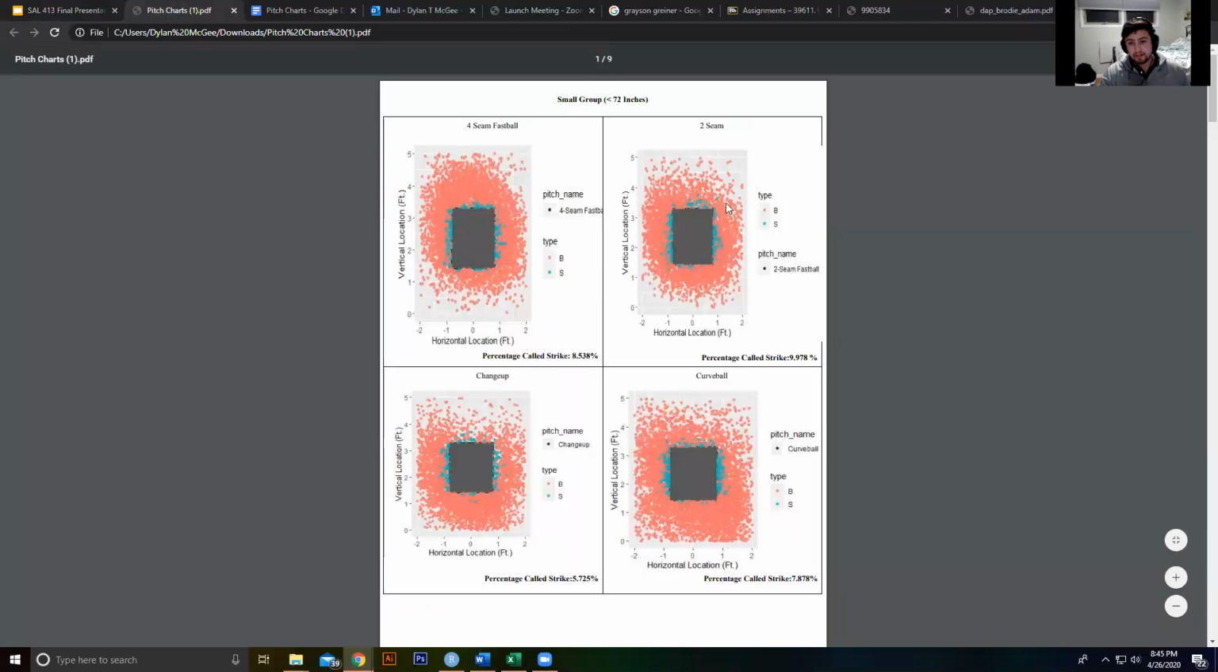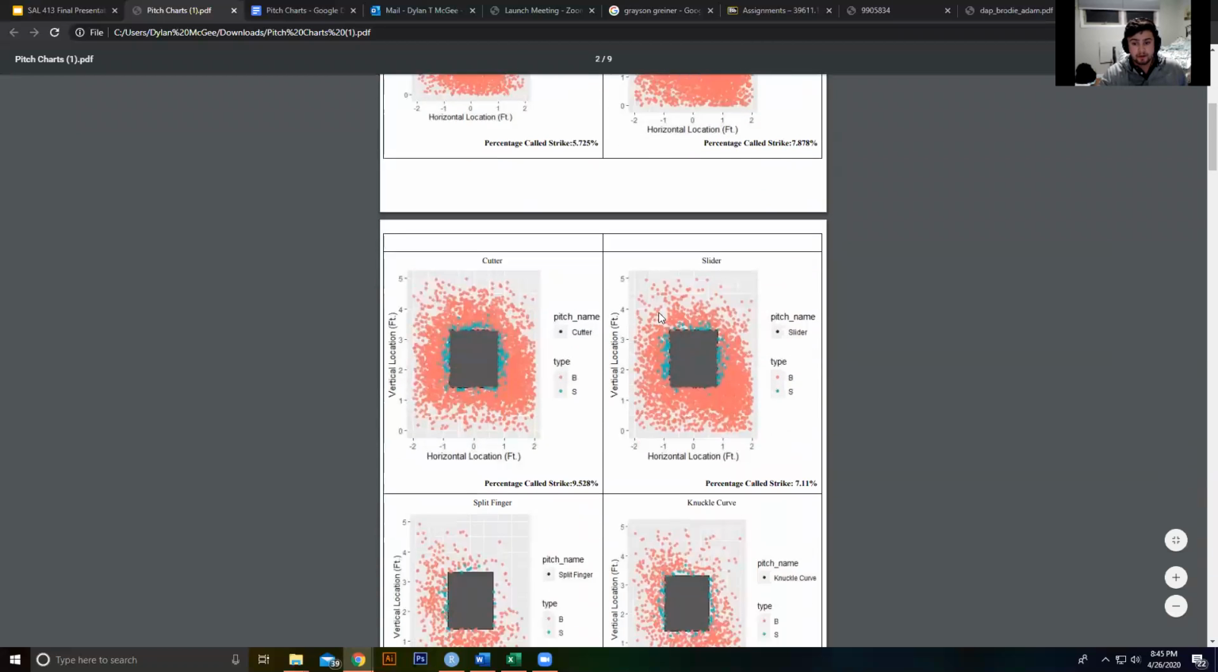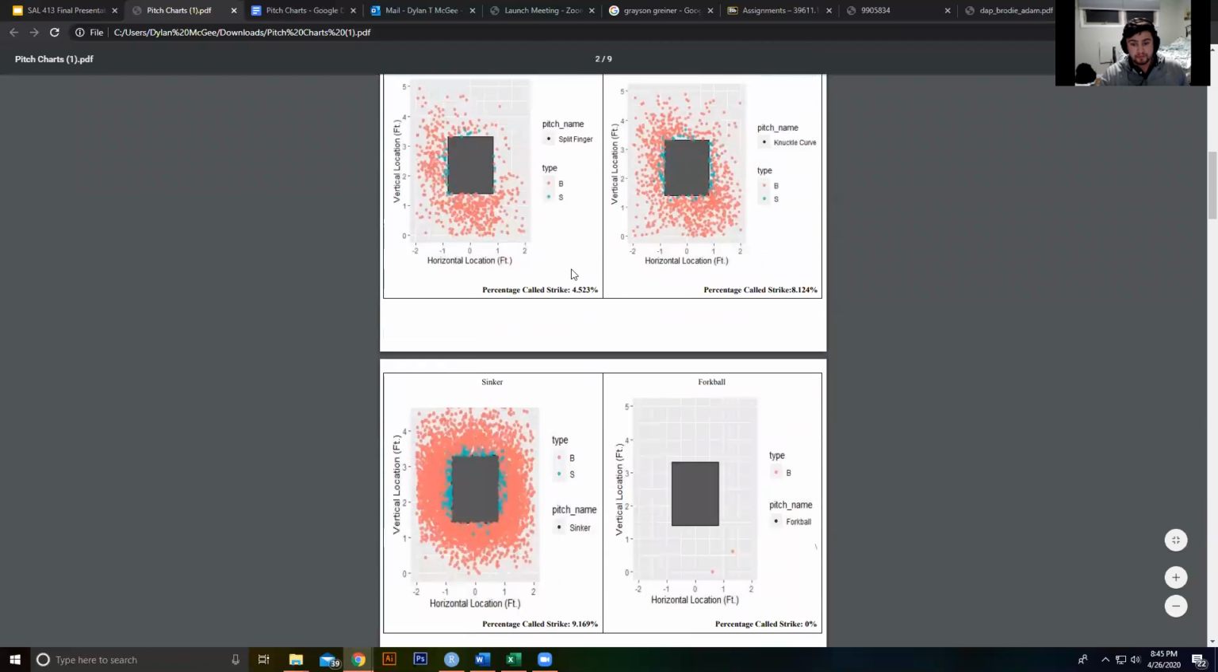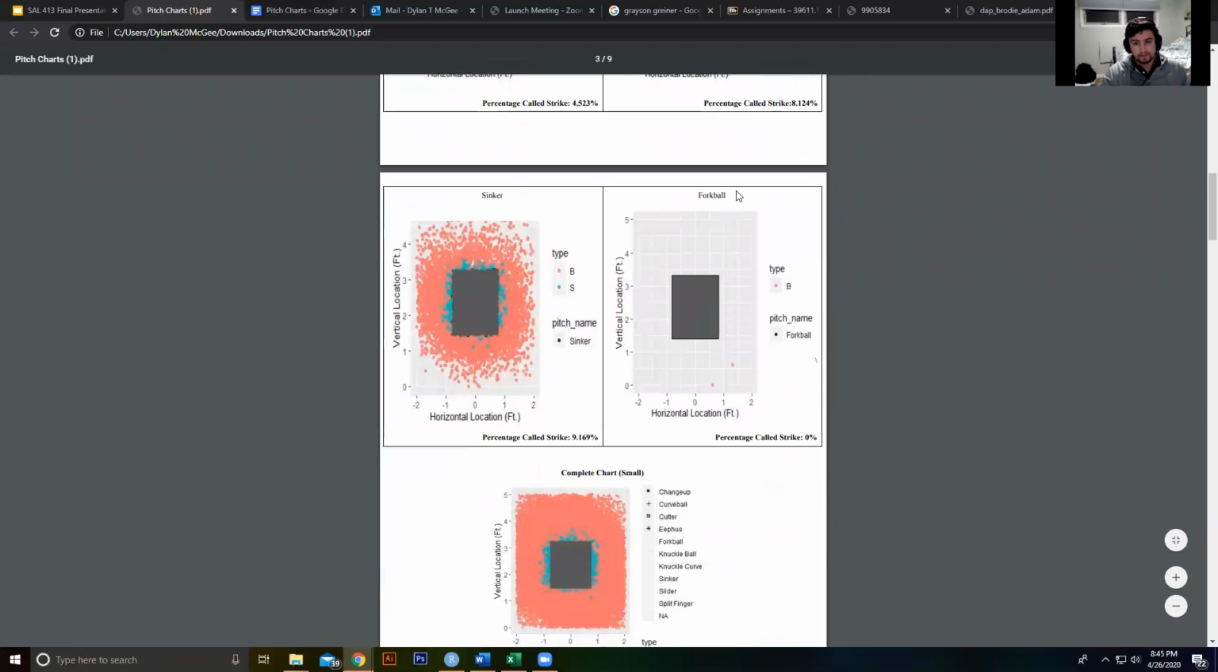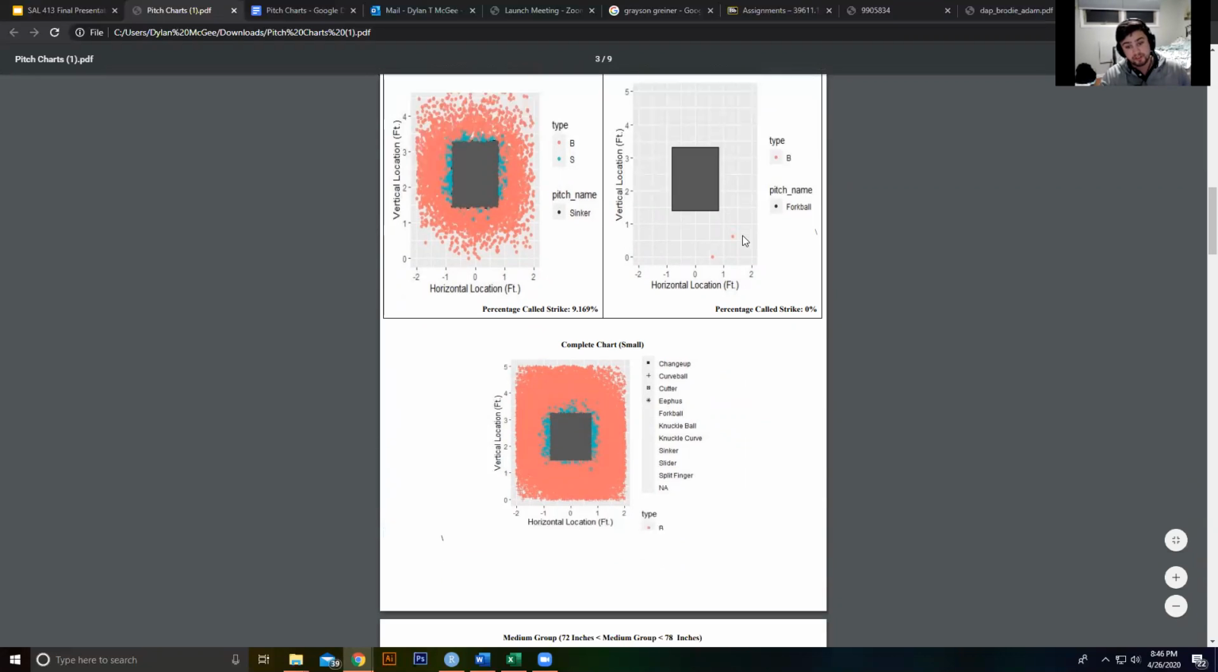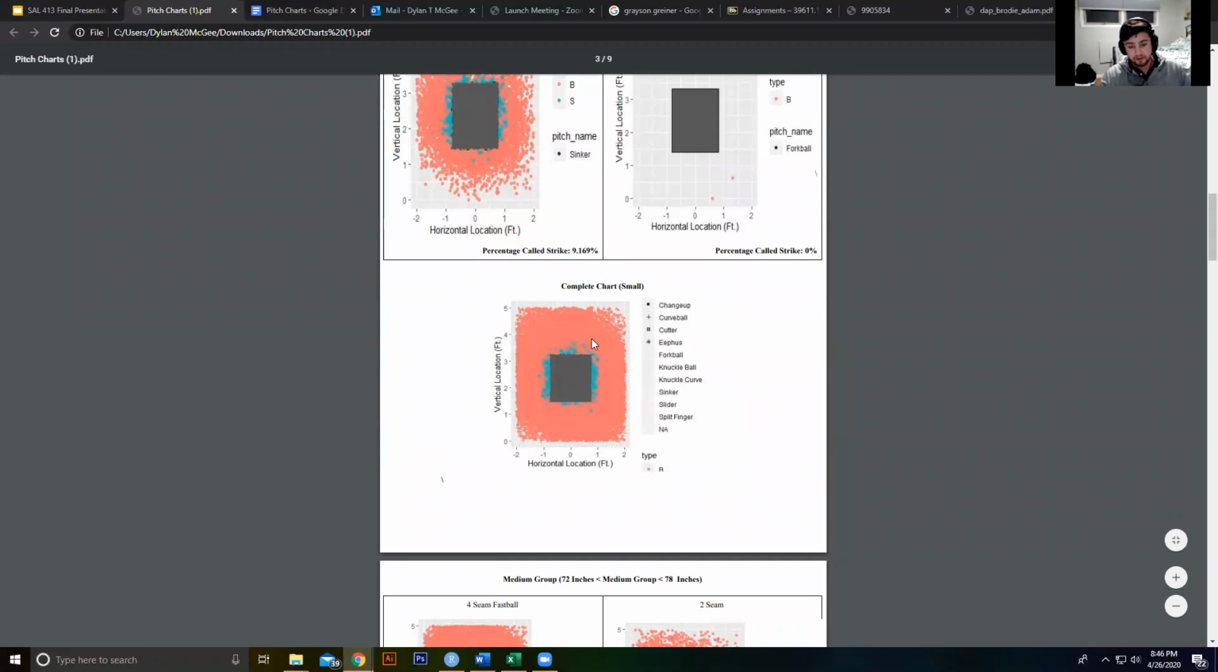This is just a PDF of every instance. So this is our small group, and this is a four-seam fastball, then the two-seam, changeup, curveball, etc. There are 10 pitches in total, one being a forkball, which didn't really show much because forkballs are rarely thrown in the MLB, at least in 2019. And then this was the complete chart.